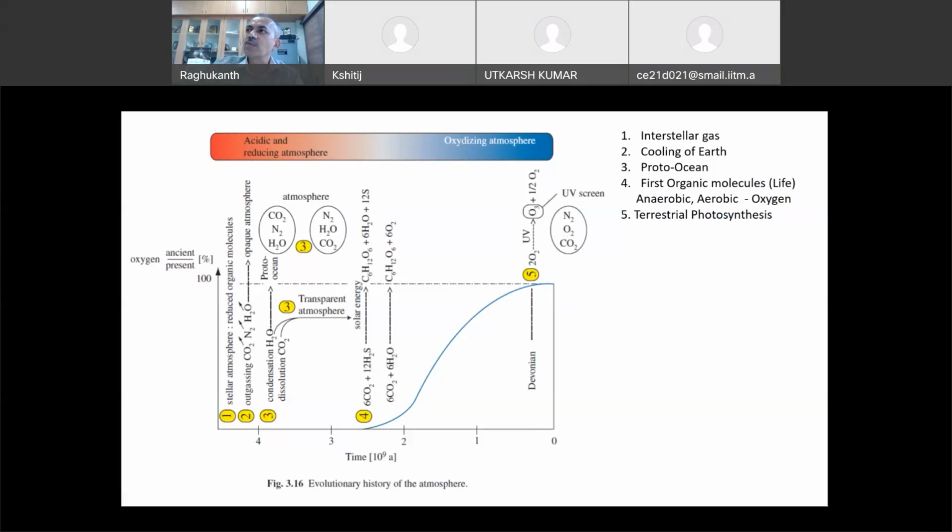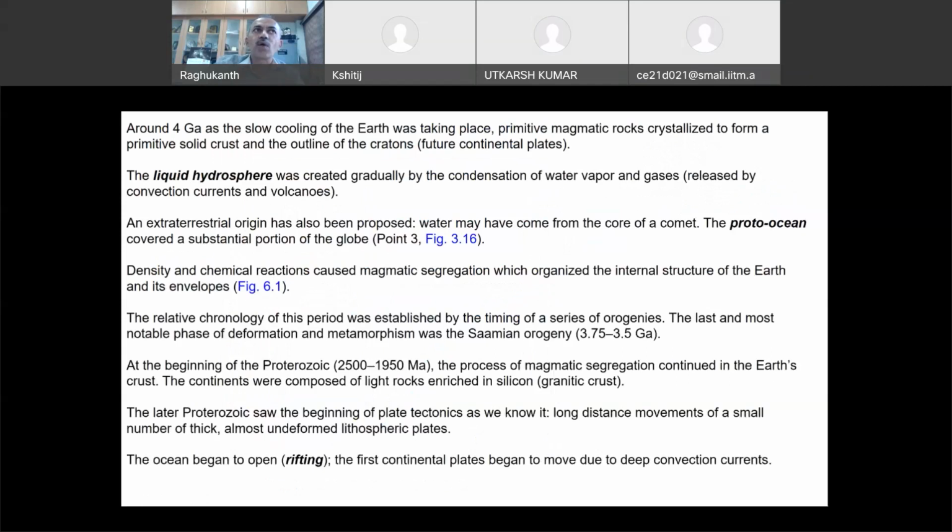So now this helps us to understand other planets, like Mars, at what stage it is. If you compare Mars with Earth, say, whether Mars is at here or here or here, so that it helps us to understand our planet as well as other planets also. So this is what it. So around 4 billion years ago, the slow cooling of Earth happened. Then rocks crystallized, and then the solid crust formed, and then the liquid hydrosphere was there.